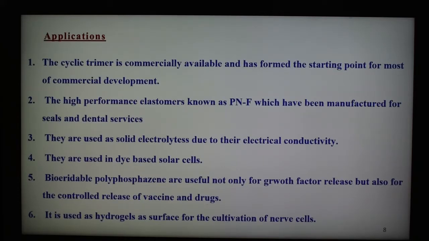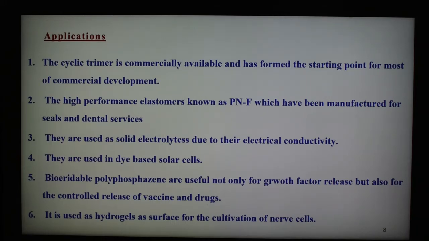And these compounds have a number of applications. Number 1, the polyphosphazene cyclic trimer is commercially available and has formed the starting point for most of the commercial development. The second important application is the high performance elastomer known as PNF or EPDM, which has been manufactured for seals, O-rings and dental services. Another application, number 3, is that they are used as solid electrolytes due to their electrical conductivity. They are also used in dye-based solar cells.